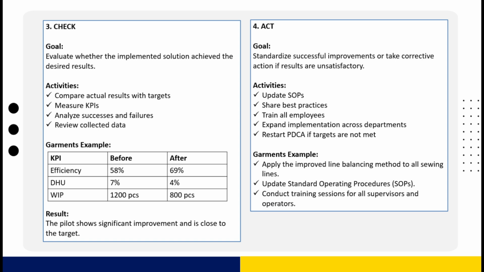In conclusion, the PDCA cycle is a simple but highly effective method for solving problems and improving quality. By following the four steps, plan, do, check, and act, organizations can improve productivity, reduce waste, and achieve continuous improvement.